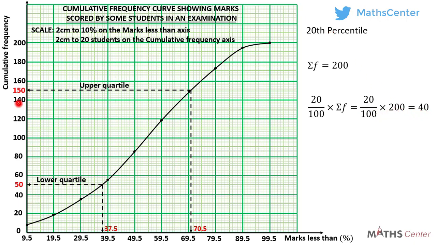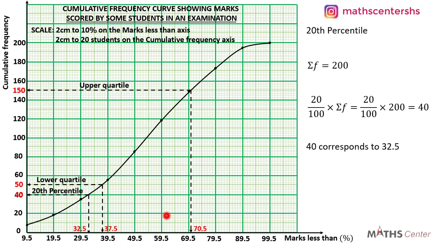So what we have to do is to look for 40 on the cumulative frequency axis. 40 is here. We will trace it to meet the curve. Then from where it meets the curve, we will trace it to meet the horizontal axis, which is the marks less than axis. And then we read the value there. I'm having 32.5. So as we can see, the 20th percentile is 32.5%.